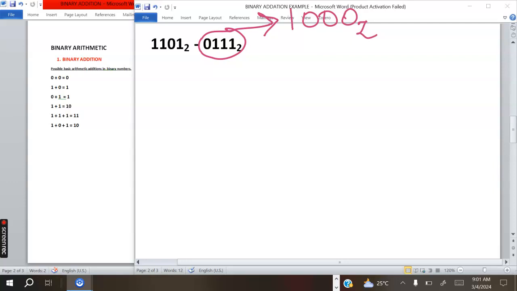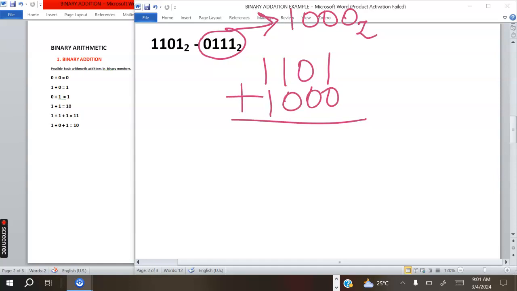Okay, therefore we'll have 1, 1, 0, 1, where the other one is 1, 0, 0, 0. Okay, remember the rules, you can try to compare. Looking at these, 1 plus 0 is supposed to give you 1. 0 plus 0 is 0. 1 plus 0 is 1. Okay, let me try to wrap this up. This is supposed to be 1, while 1 and 1 is supposed to give you 1, 0.